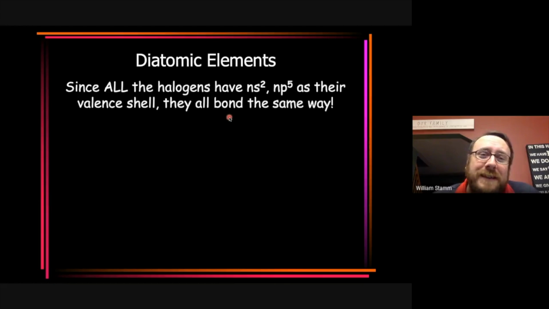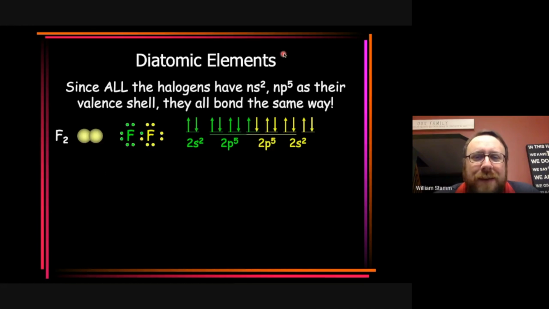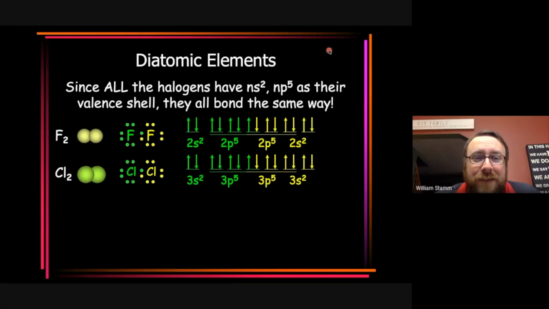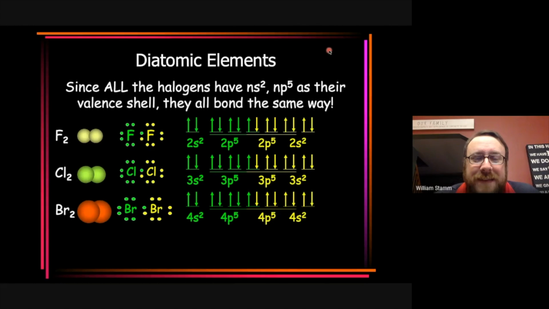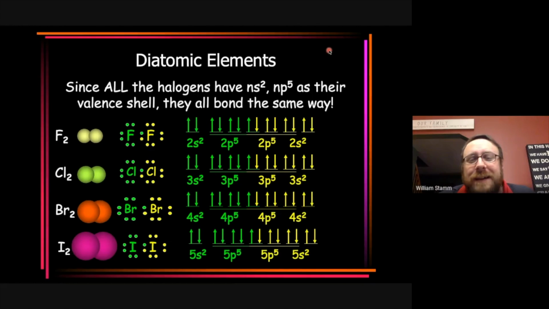That's how that works. Now, since all the halogens have the same 7 valence electrons, they all bond the same way. So fluorine does it that way. Chlorine does it that way. Bromine does it that way. And also iodine. So those 4 all do the same thing. They have 7 valence electrons, and they share 1 from the other one to make 8. That's the same exact idea.